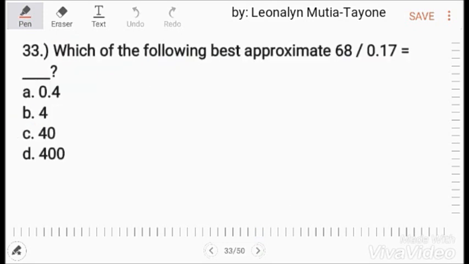Number 33. Which of the following best approximates 68 over 0.17? Ang choices, 4 lang siya lahat. So, gawin natin itong ganito.